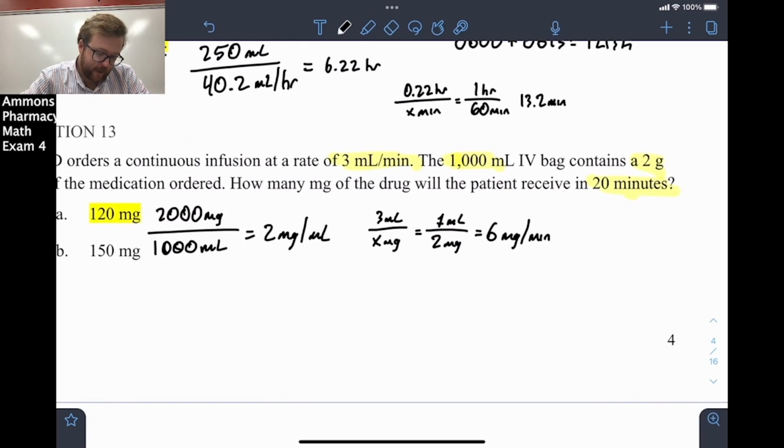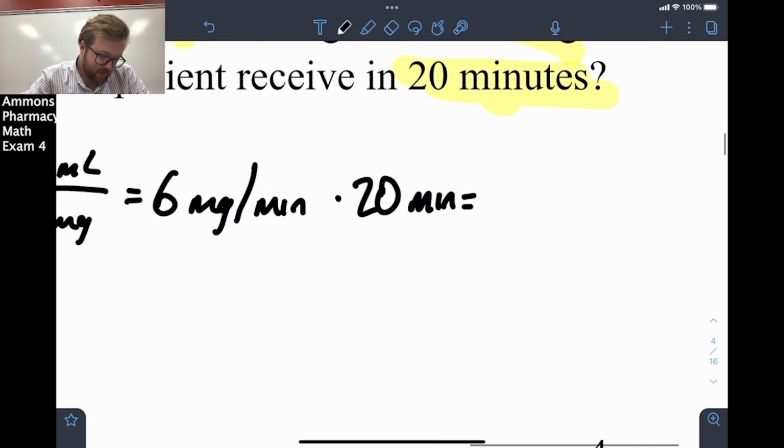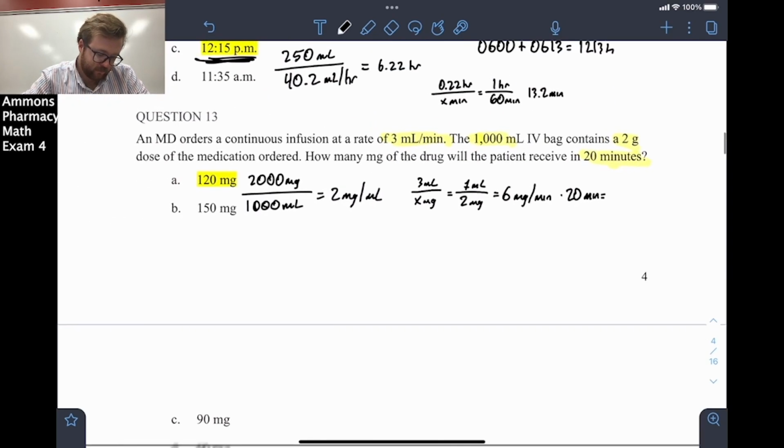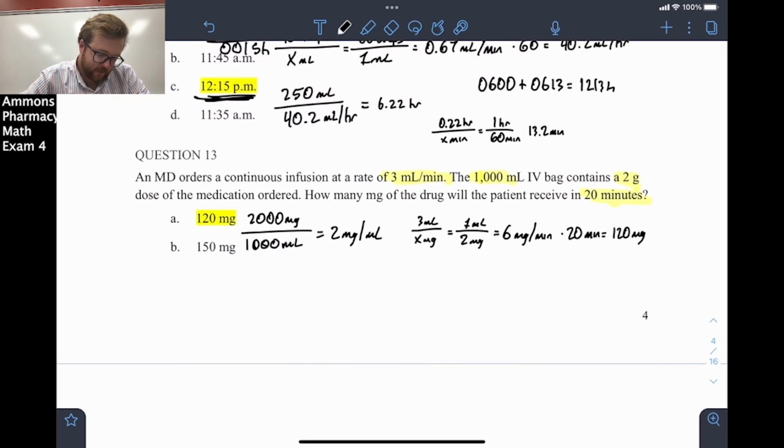Okay, and it says how many is he getting in 20? So we basically just multiply by 20 minutes. And he's getting, what would it be, 120? Yeah. Okay, that's 120 milligrams.